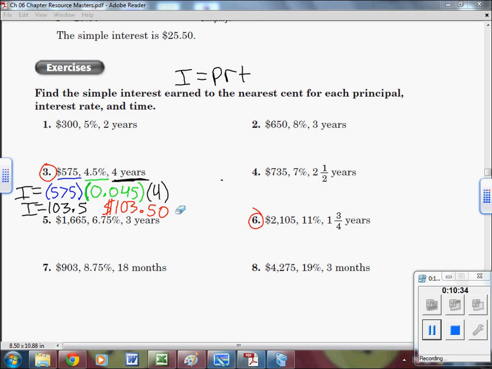Number 6 is going to be exactly the same thing, except I'll give you a hint if you don't know it already. For number 6, 1 3/4, when we're doing years, go ahead and make that a decimal, make that 1.75 years. So that's what T is going to be when we go to do that question. We're going to say 1.75. So hit pause if you haven't done so already and give that question a shot.